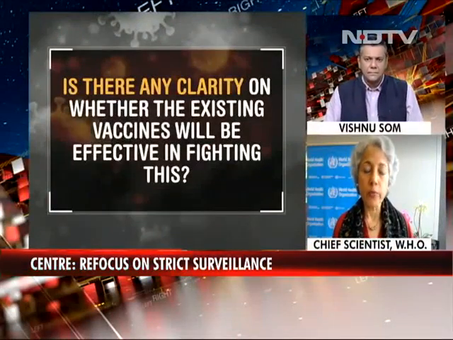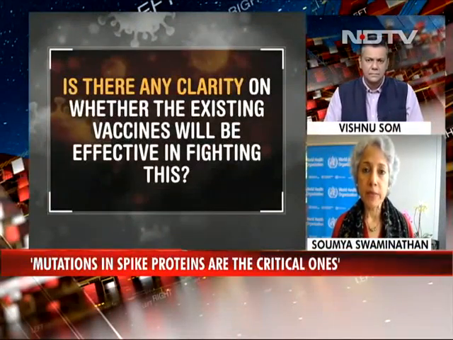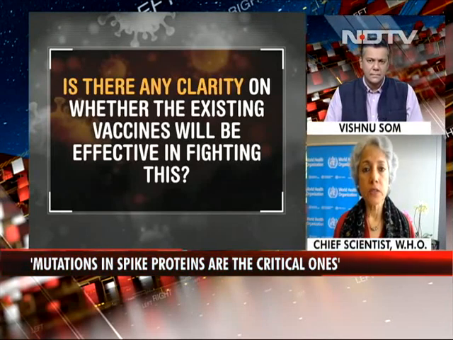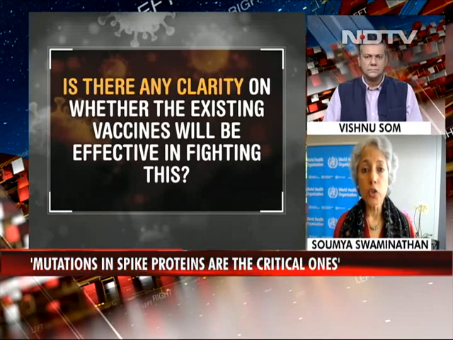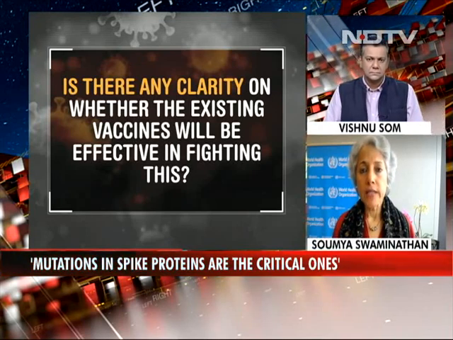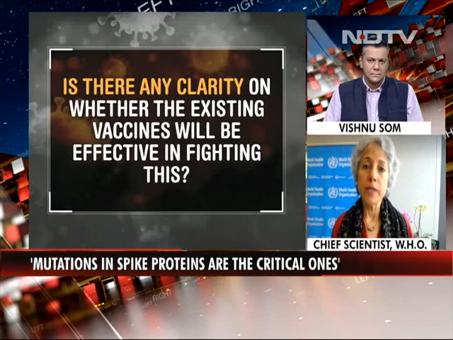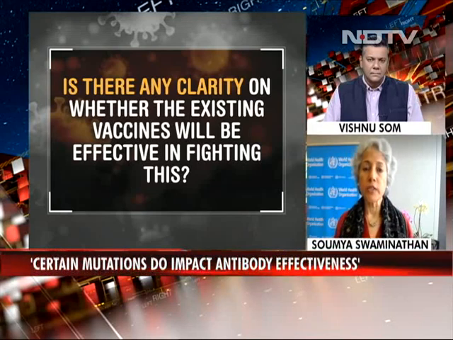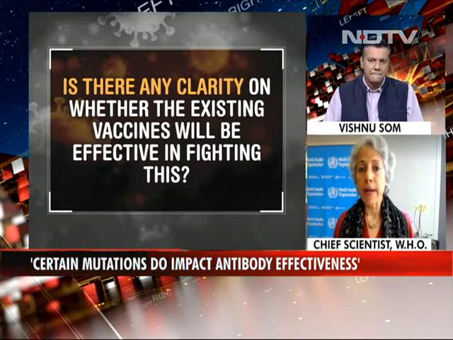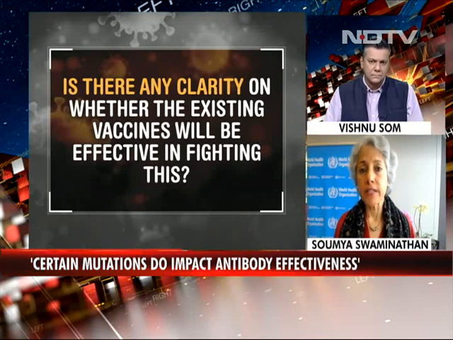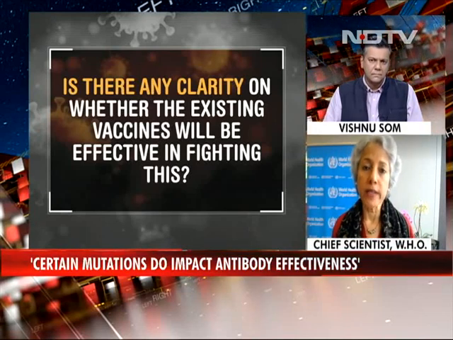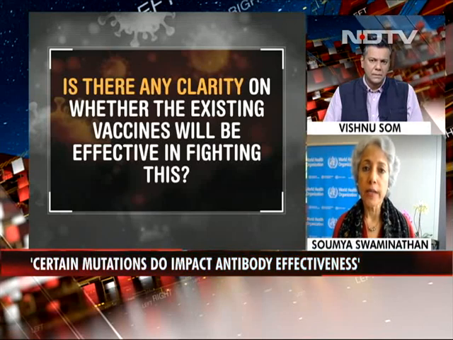That's really important. And the mutations that are occurring in the spike protein region, particularly in the receptor binding domain, which is where the virus actually gets on to the receptor in the human cell, those are the critical ones. And as you pointed out, there have been some preliminary studies that show that certain mutations in that region do impact how effective the antibodies are against the virus, whether it's from naturally acquired infection or from vaccine-induced immunity.